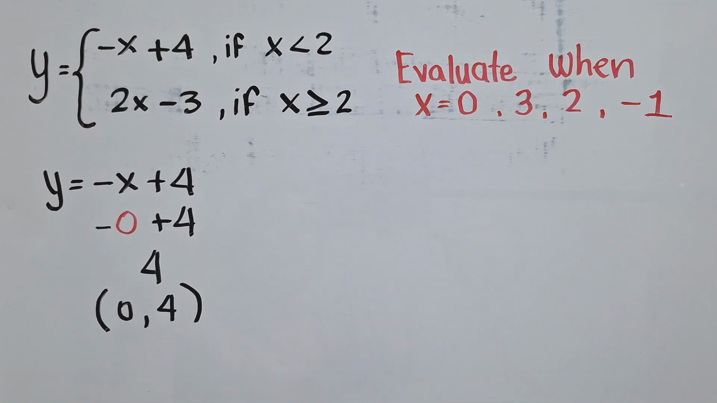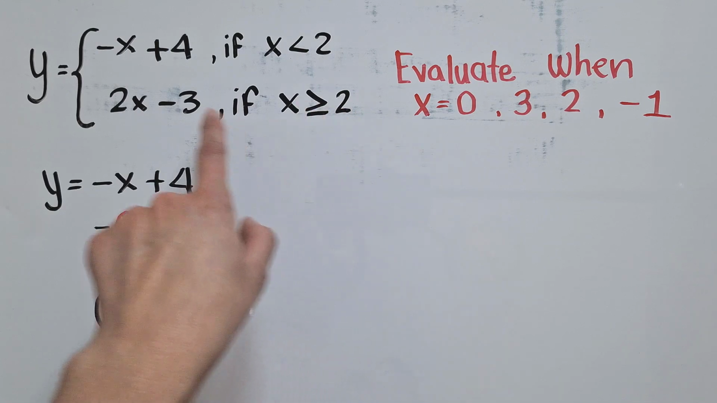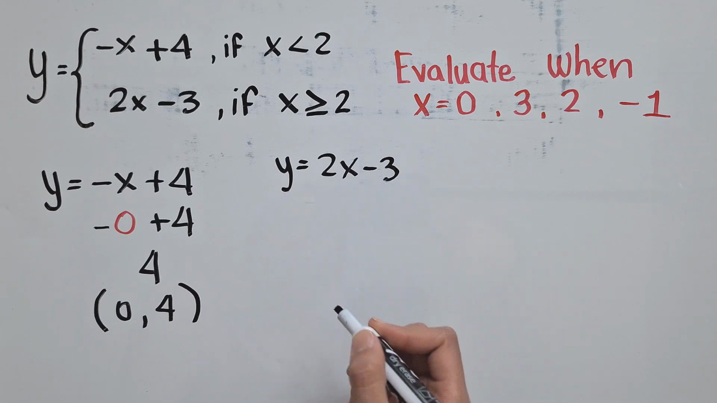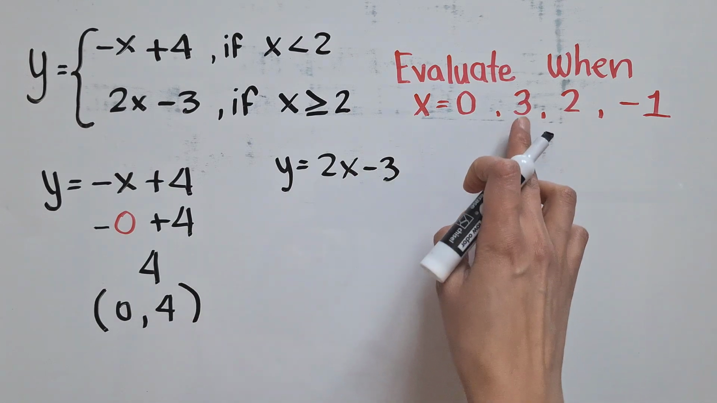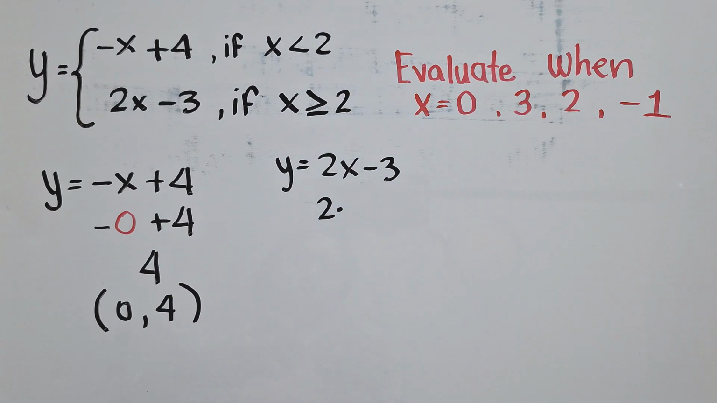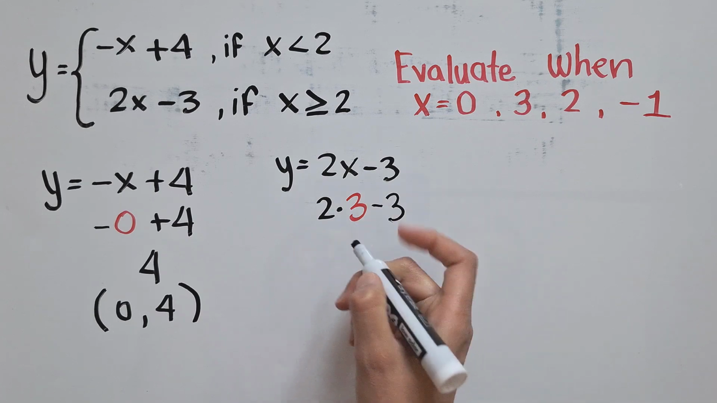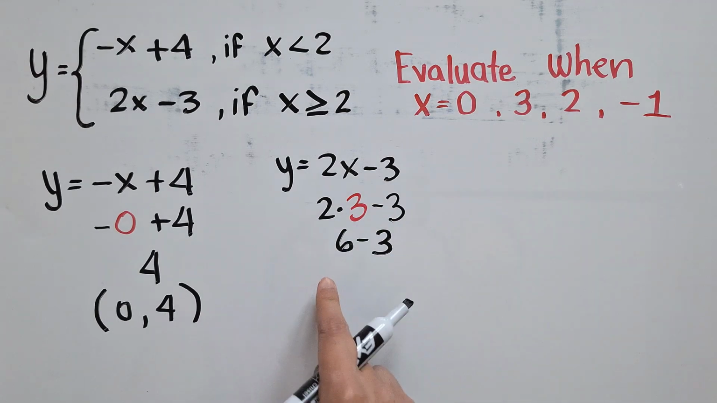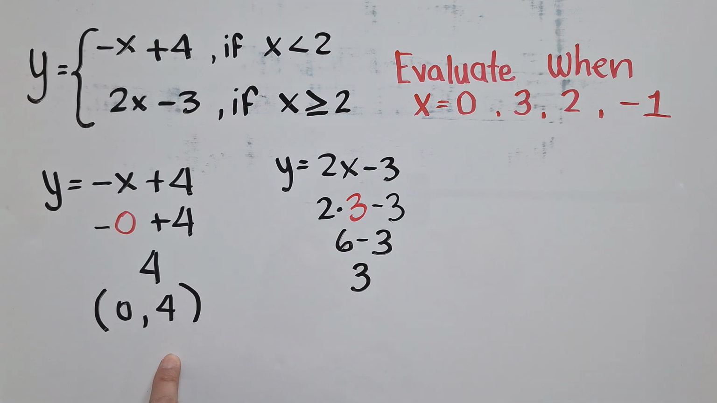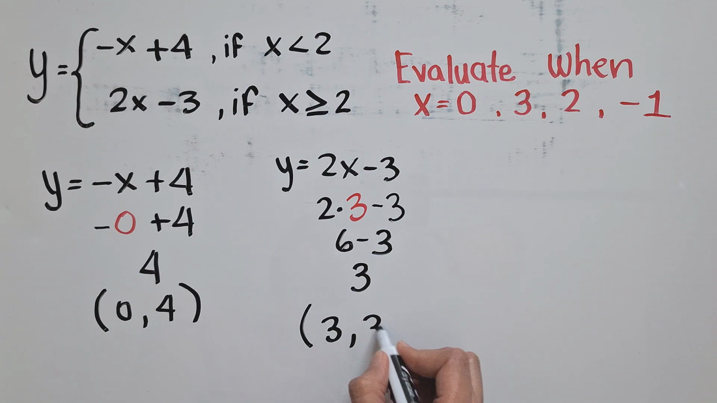So the next number is 3. 3 is greater than 2. So we're going to use this equation, 2x minus 3, and instead of the x, I'm going to put the 3. So it's 2 times 3 minus 3. 2 times 3 is 6, and 6 minus 3 is 3. So we can put it as an ordered pair. Instead of the x, we put 3, and the answer is 3.